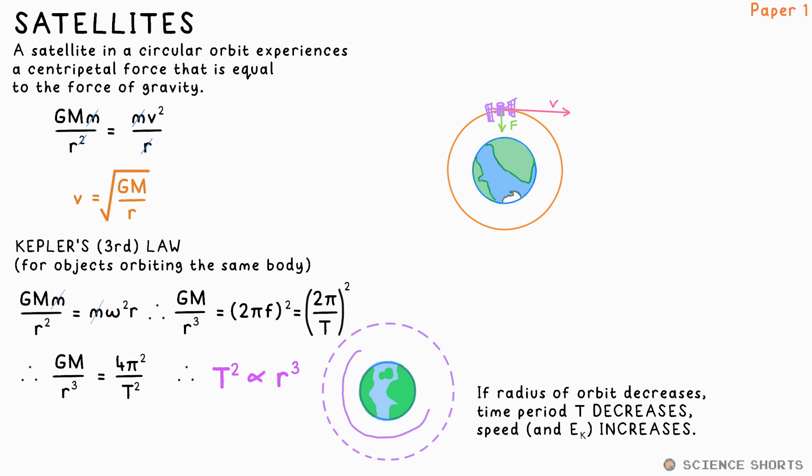It means if the satellite gets closer to the planet, its time period decreases. If you're asked to find out how T or r specifically change, you merely divide one power by the one on the other. Also, you should know that the speed increases as v equals root GM over r, and therefore its kinetic energy increases too.